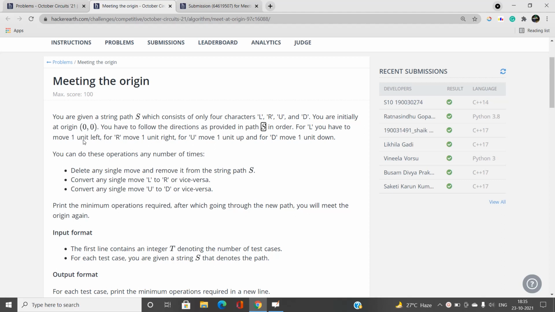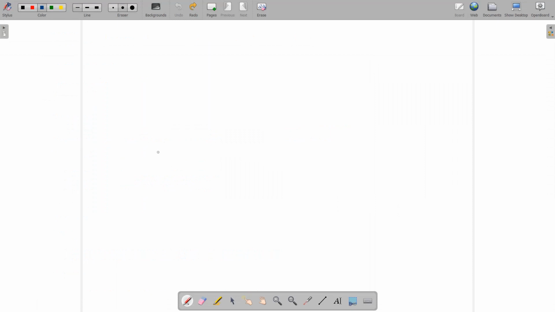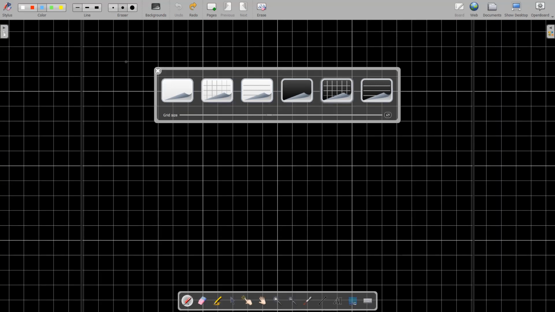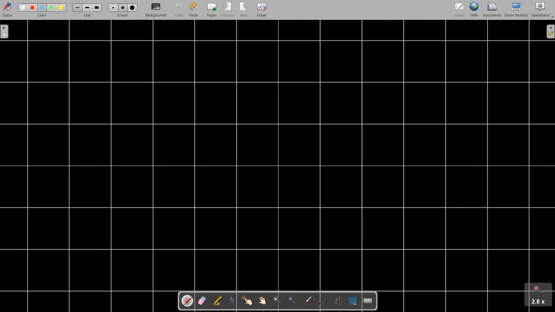Okay, so let me explain it in a simpler manner. Suppose you are at this origin, and whenever you move to the right, it will cost you a single unit, and it is going to be represented by R. Whenever you go to the left, it is going to be represented by L, and it will cost you 1 unit also. And similarly up and down.